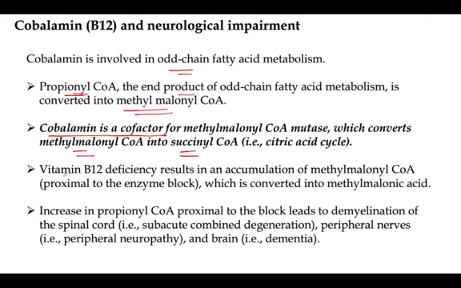So, if there is a deficiency of cobalamin or vitamin B12, there is an increase in methylmalonyl coenzyme A, which is converted to methylmalonic acid, and this methylmalonic acid creates a proximal enzyme block which increases the concentration of propionyl coenzyme A, and this leads to demyelination of the spinal cord.